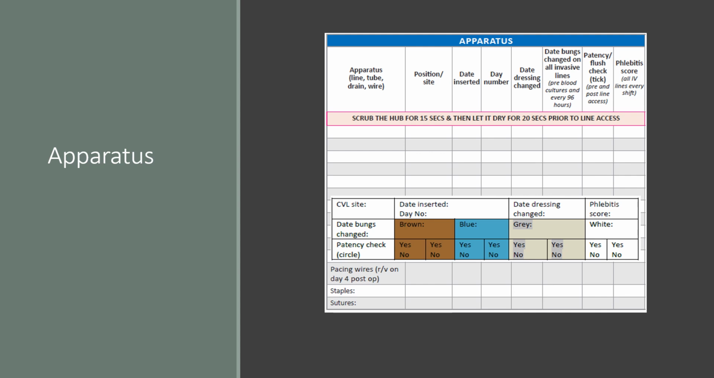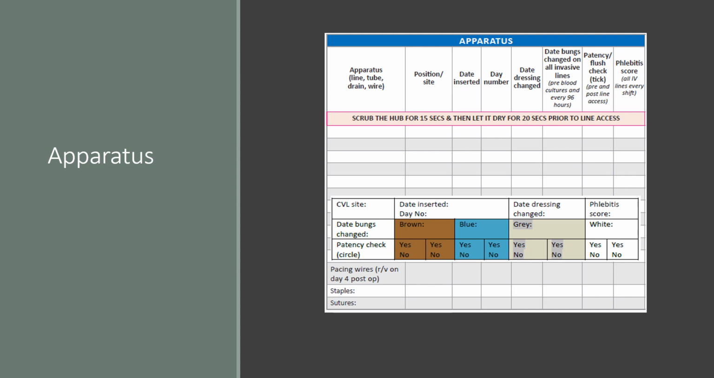We use the aseptic no-touch technique to manage our indwelling devices. And of course, you may have heard about the scrub the hub and let it dry protocol, which is what we follow in the ICU. Generally what we say is every time you are accessing the line or the device, you scrub the hub for 15 seconds and then you have to let it dry for 20.